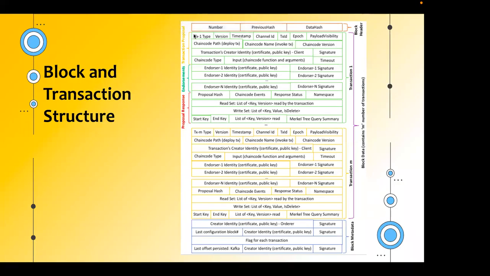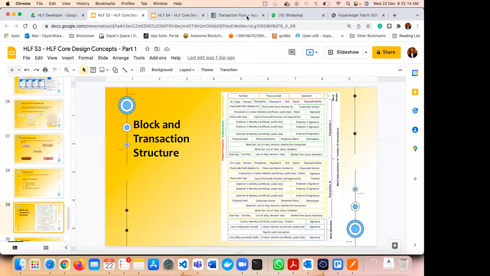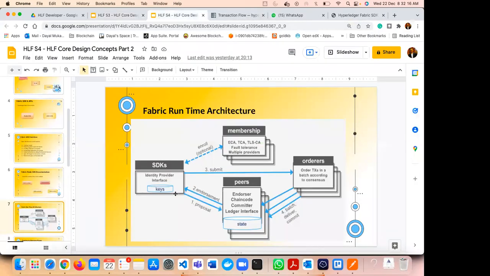This information. Okay, this is the transaction proposal. After that, the next step is, it will come to endorsers first. In the endorser, what endorsers will be doing is the endorsement. Once they are doing the endorsement, that endorsement response will go back to the SDK.